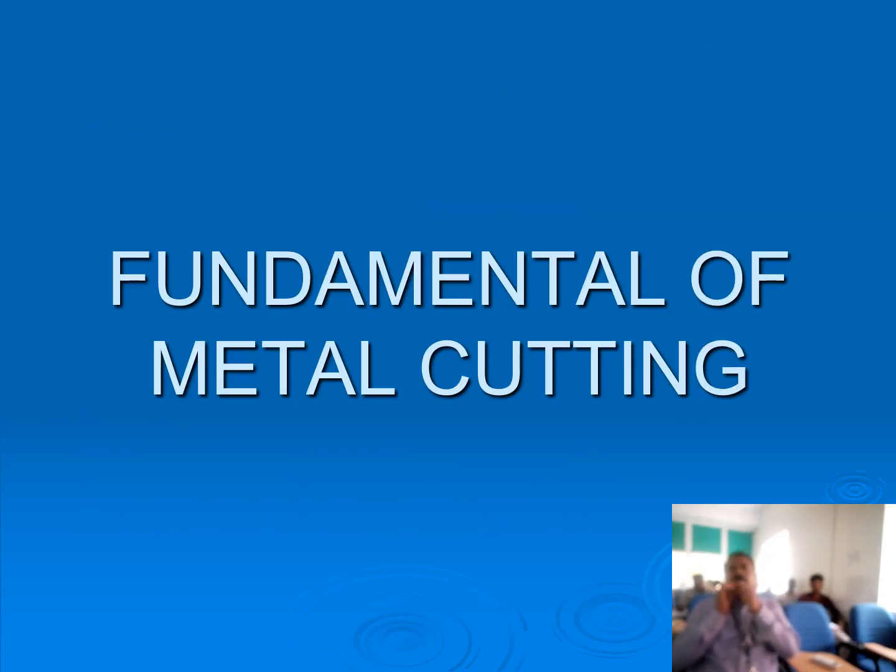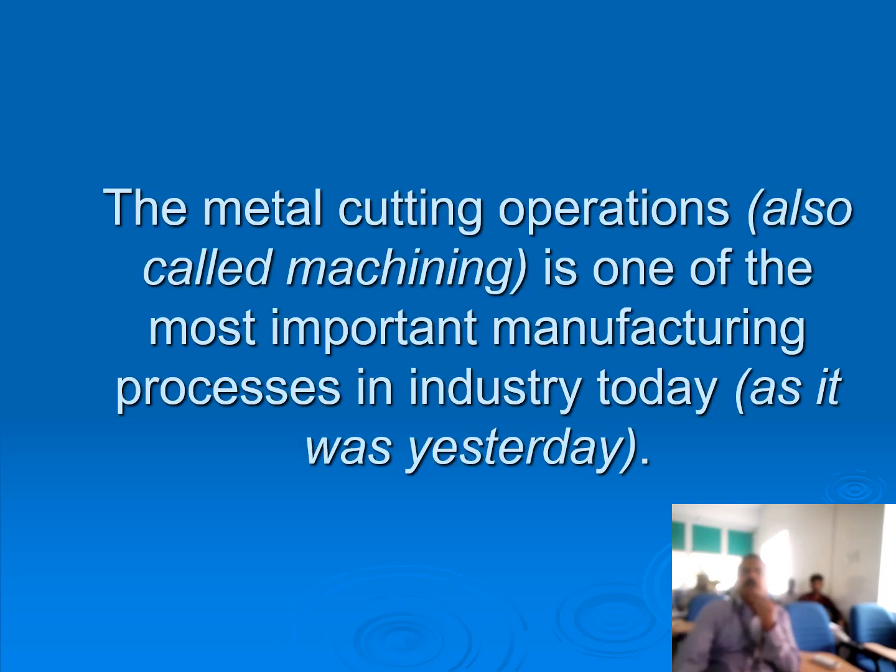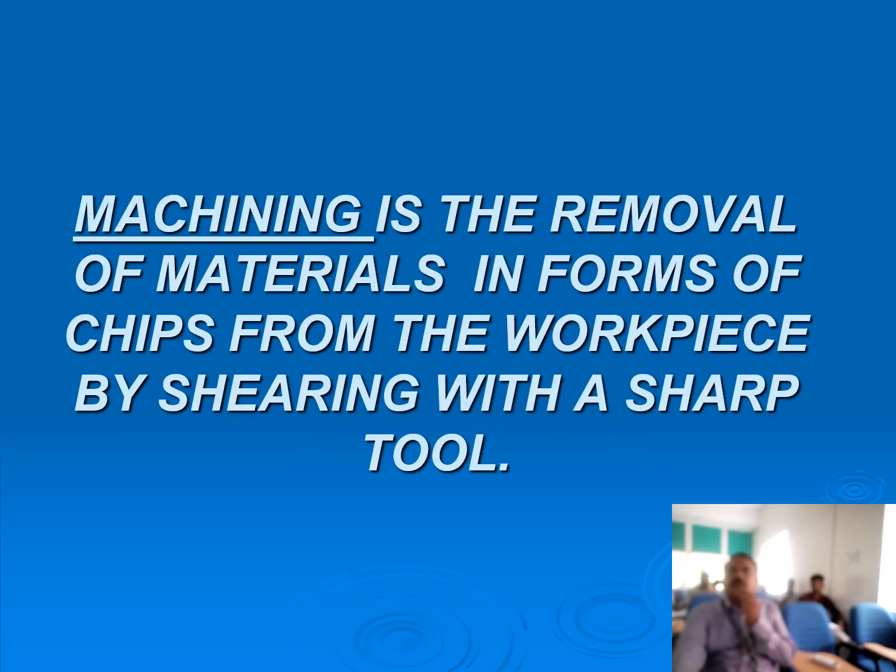Now let's see the fundamentals of basic metal cutting. The metal cutting operation, also called machining, is one of the most important manufacturing processes in industry today, as it was yesterday. What is machining? Machining is the removal of material in the form of chips from the workpiece by shearing with a sharp tool.